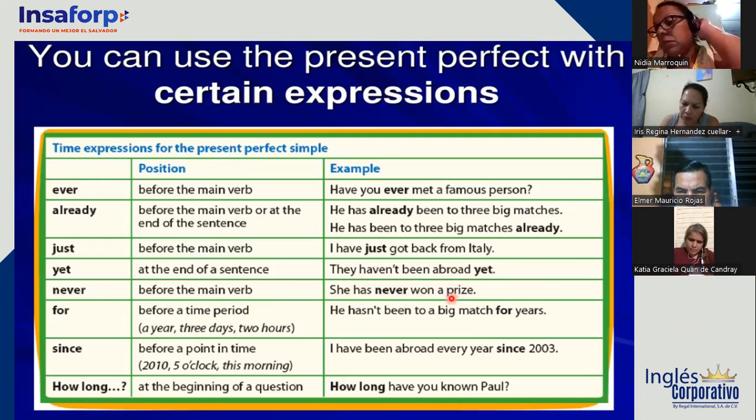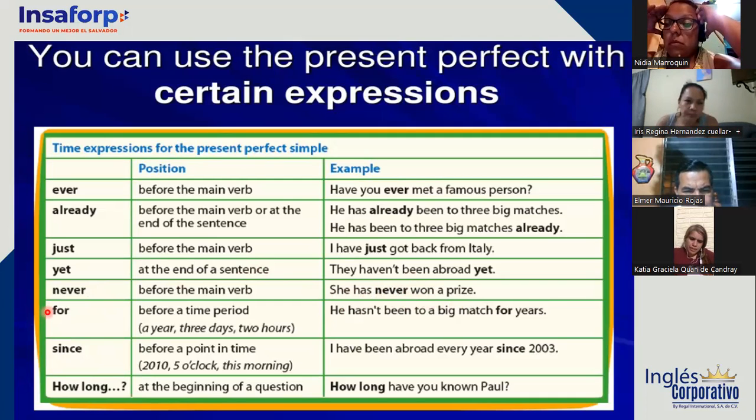Prize is like un premio. Oh, okay. Premio. Yeah, something like that. Thanks. So sometimes we make the mistake of saying she never has won, but that's not how we say it. We will always place the word between the auxiliary and the main verb. That's the only thing that we have to keep in mind, okay? So Iris, go ahead and help me with the next one.